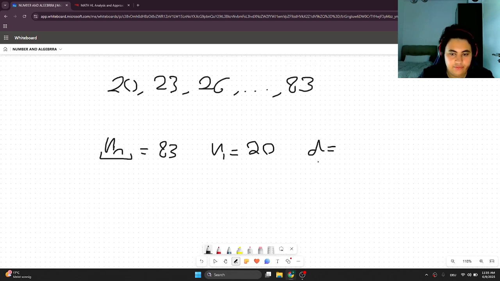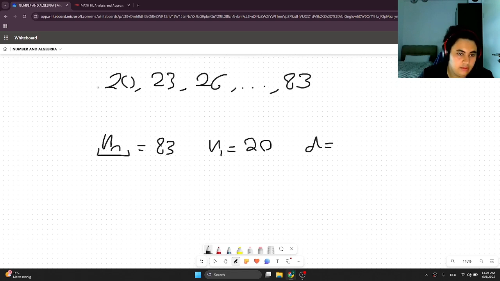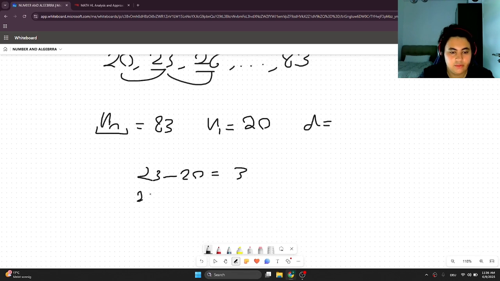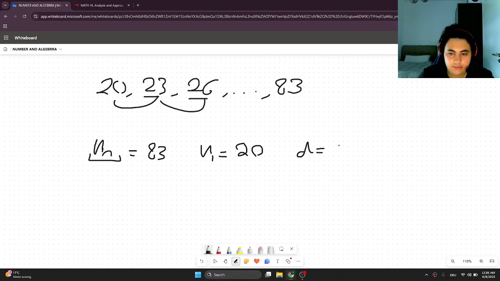We don't know the common difference, but we can easily get that by looking at these consecutive terms. We can do 23 minus 20. I'm going to get what? 3. You can also do 26 minus 23, that's also going to give me 3. So the common difference here very clearly is equal to 3. So that's the first thing to keep in mind. So we have these three variables.